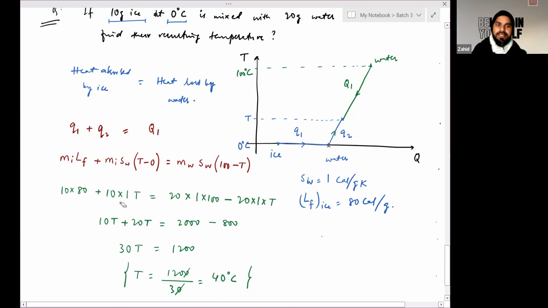Now move variable part to one side and constant part to the other side. So we have 10T towards left. This term on multiplying will become minus 20T. Move it to left side, so it will become plus 20T. 80 into 10 is 800, and 20 into 100 is 2000. So I'll move this term to the right side. 2000 minus 800 is 1200, 10 plus 20 is 30. T will be equal to 1200 divided by 30, that will be 40 degrees Celsius.